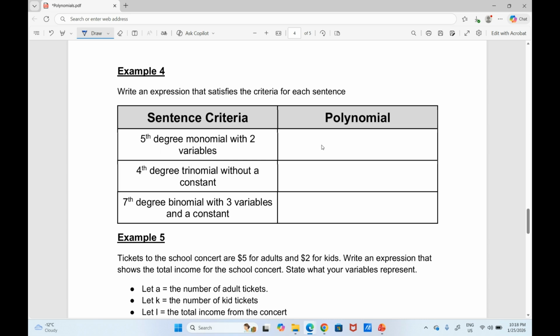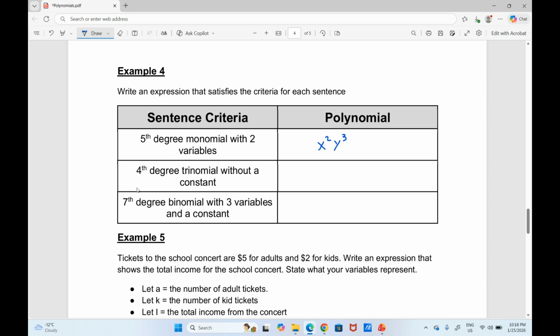So why don't I just write something such as x squared y cubed? This would satisfy this very simple one, because now if I add up my exponents, that equals 5, so I have a fifth degree polynomial. It's a monomial because there's only one term, and there are 2 variables, x and y.